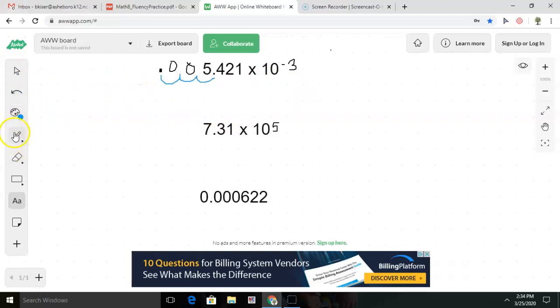Let's get my pen back here. How about this one? 7.31 times 10 to the 5th. Well, 10 to the 5th power means 10 times 10 times 10 times 10 times 10. That's a big number. That's a lot of zeros. So obviously we know we're going to have a much bigger number than 7.31. So which way would I move the decimal to make that happen? I would move it 5. So 1, 2, 3, 4, 5.